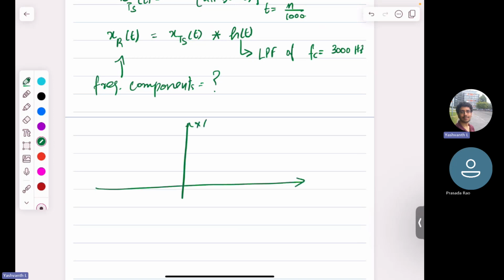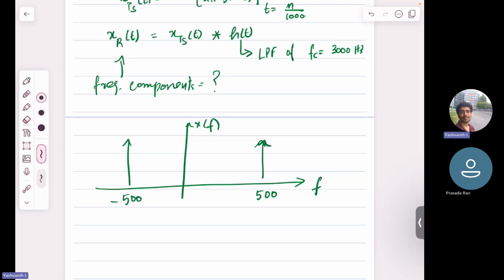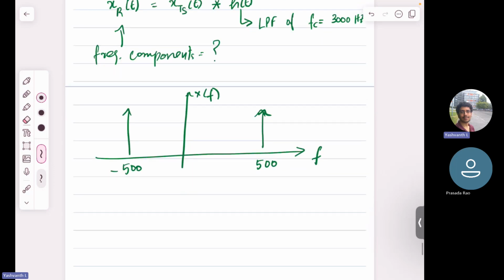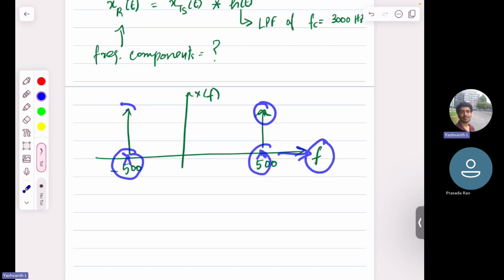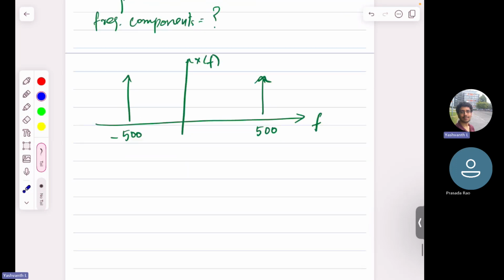Now, what is the Fourier transform of just x of t? X of omega will have components at two places, minus 500 and plus 500. Maybe I'll do it in the f domain, not just omega. It'll have two frequency components, minus 500 and plus 500, with some amplitude, maybe 1 by 2 or something like that. Let's not worry about amplitude, because the question asks what frequencies are present. We are only bothered about where the non-zero values are on the f axis. Okay, this is my x of f.